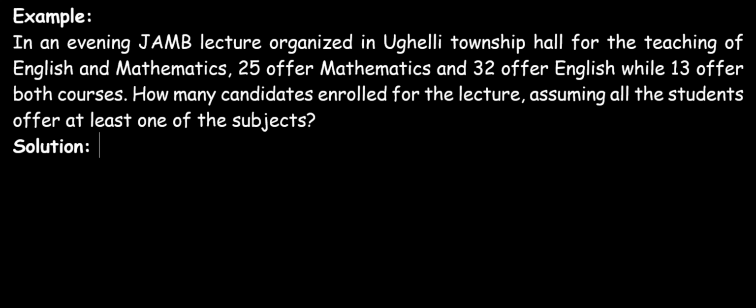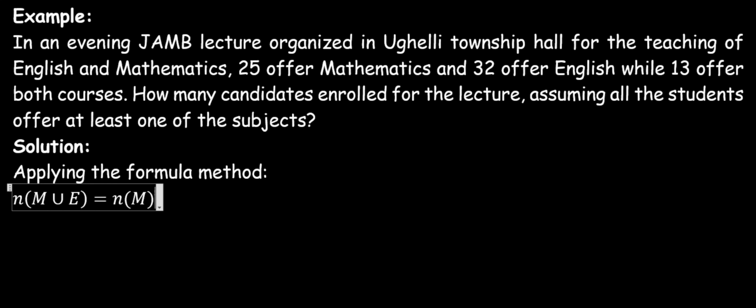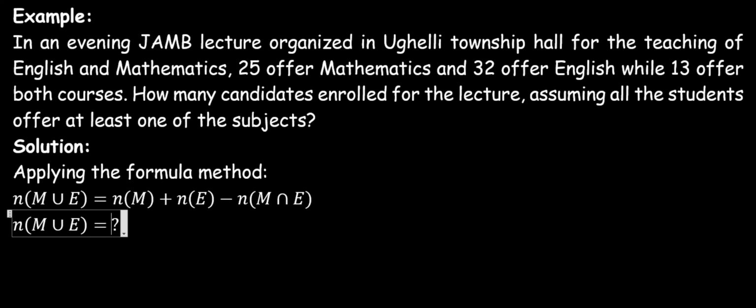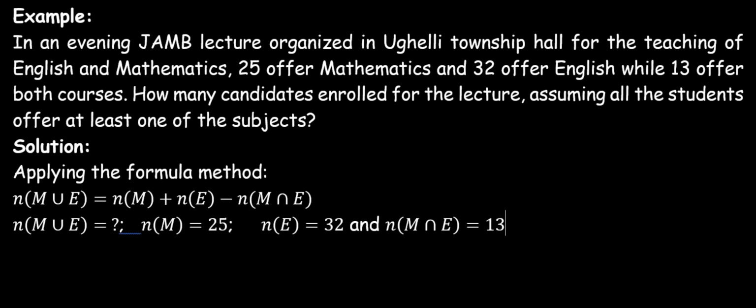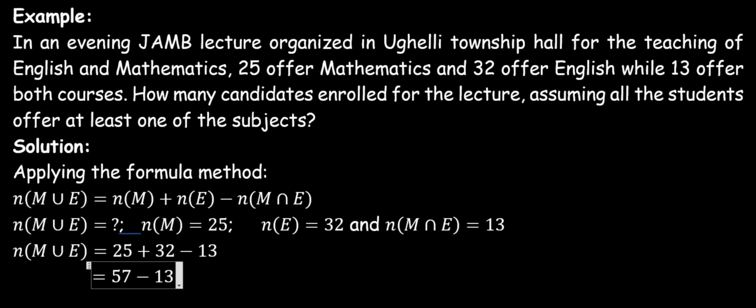Solution. Applying the formula method, where E represents English and M represents mathematics, we have n of M union E equals n of M, that's number of M, plus number of E, minus the number of their intersection. Here, n of M union E is not given, which is what we are to look for. But we are told that the number of mathematics is 25, the number of English is 32, and the number of their intersection is 13. Substituting, n of M union E equals 25 plus 32 minus 13, which is equal to 57 minus 13, and that is equal to 44.